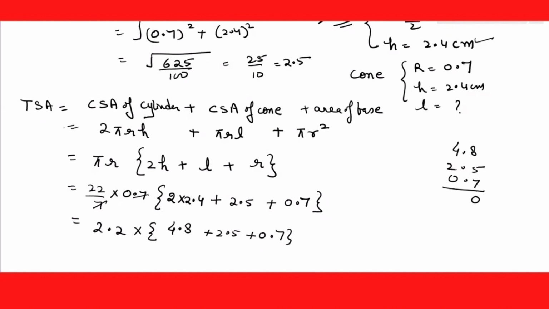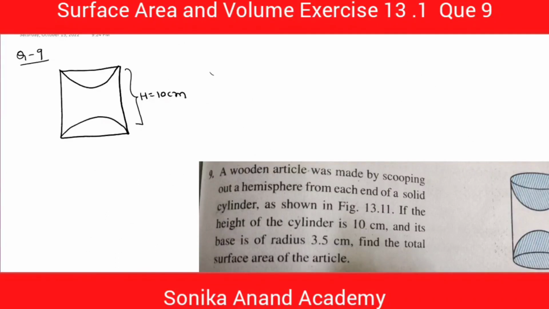That is 20. 4 to 6 to 8. 8 only. So 2.2 into 8. 8 2s are 16, 17.6. It's easy. Centimeter square.